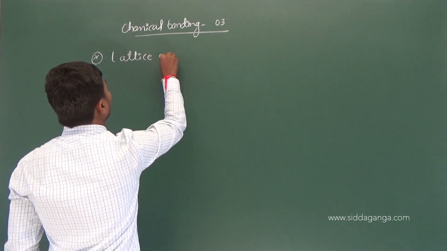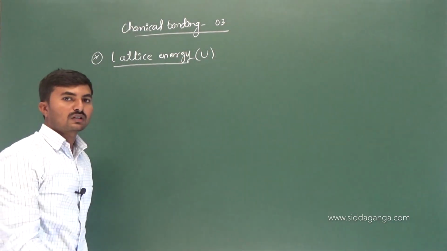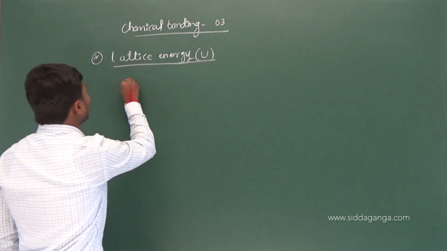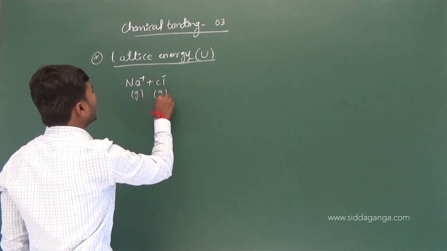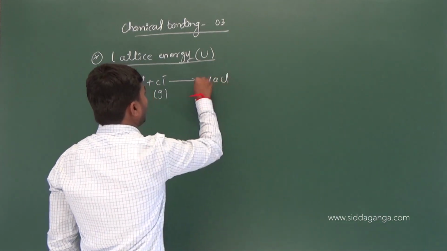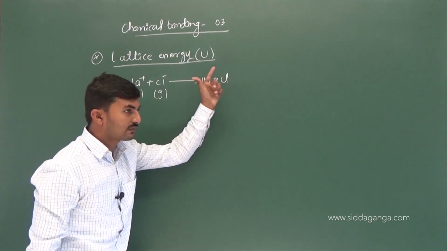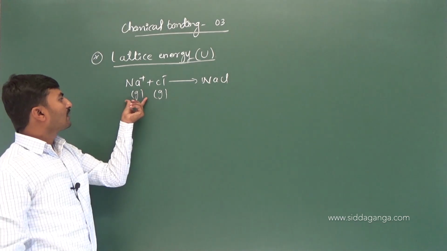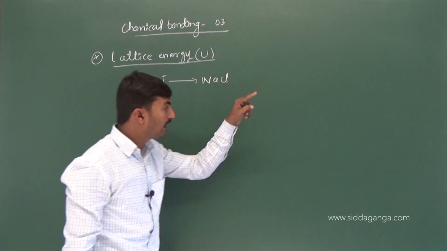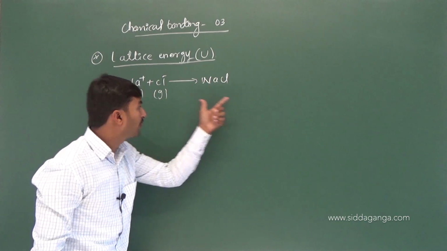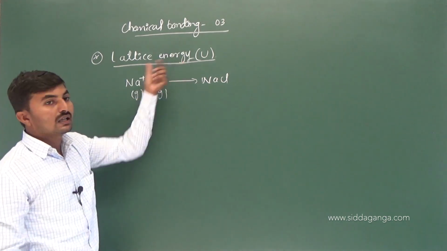What is meant by the concept of lattice energy? It is represented by U. Lattice energy is the amount of energy released when one mole of ionic compound is formed by the combination of a gaseous cation and gaseous anion. It is called lattice energy.